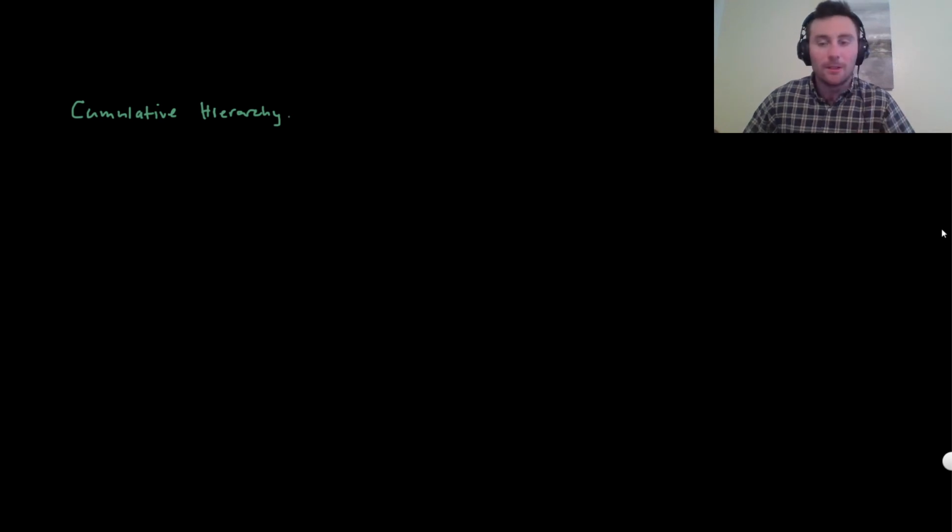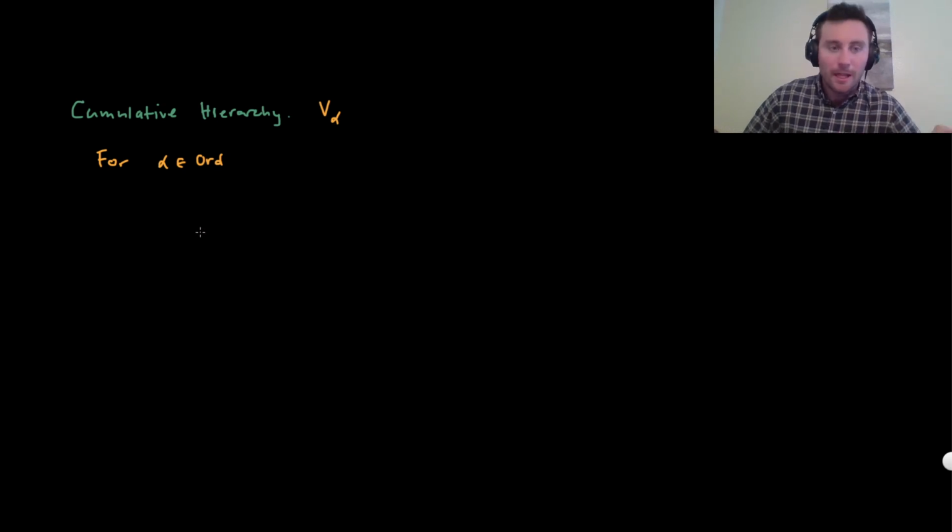But what's the deal? Well, this is defined by recursion on the ordinals. So for some alpha, which is an ordinal, I need to tell you what this definition of the cumulative hierarchy is. The way that we denote the cumulative hierarchy is by the stages. So V alpha is supposed to be the alpha-th stage of the cumulative hierarchy. For an ordinal alpha, depending on whether alpha is 0, a successor ordinal, or a limit ordinal, I need to tell you what needs to happen.